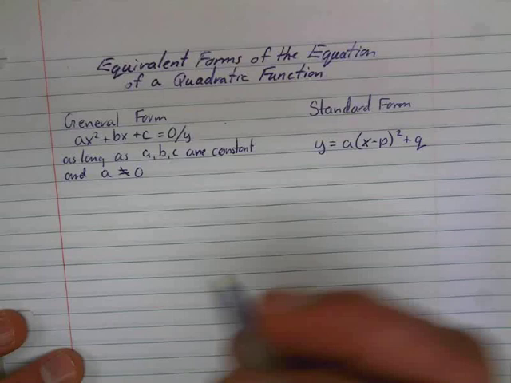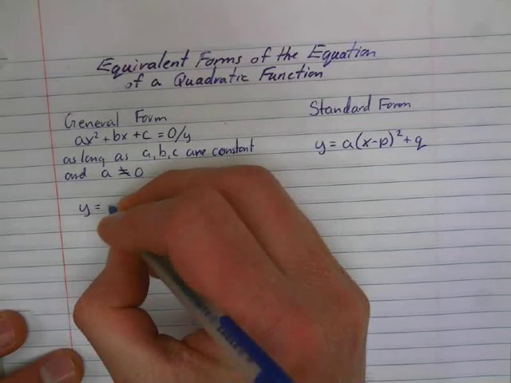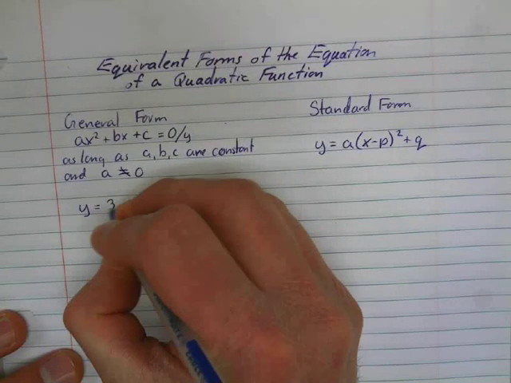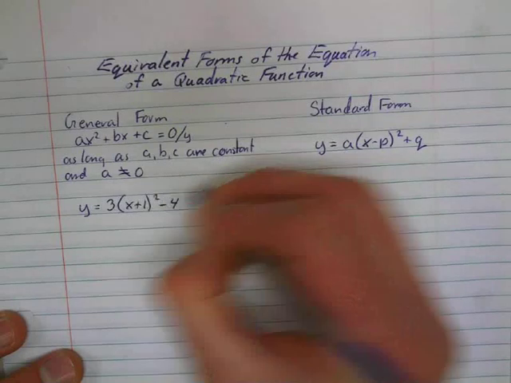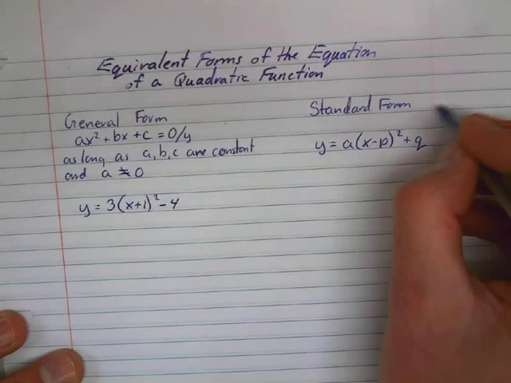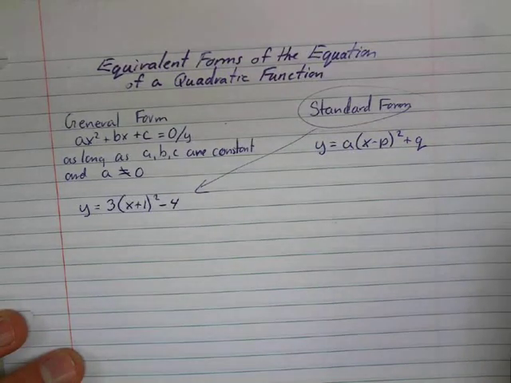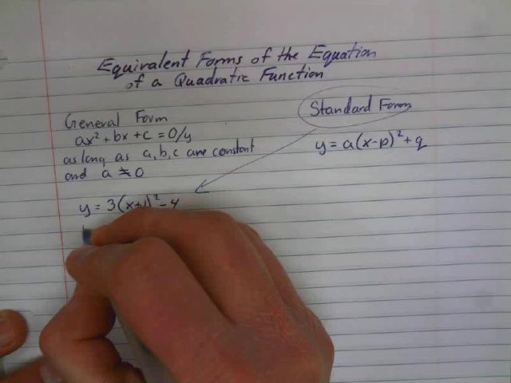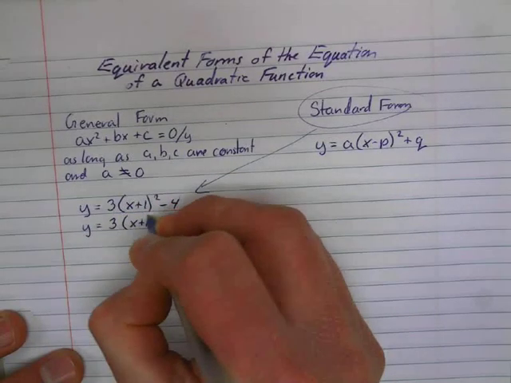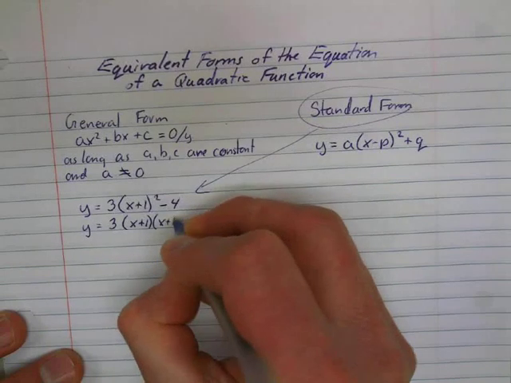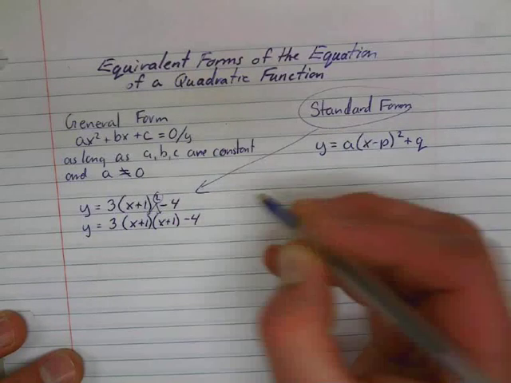So in other words, if we have this equation, y is equal to 3(x plus 1) squared minus 4, that is a standard form equation. We are going to put it into general form. To do that, we will expand it. What I mean by expanding is we are going to write down (x plus 1) squared as (x plus 1) times (x plus 1), because there's a 2 up there, so we have 2 of them, minus the 4.